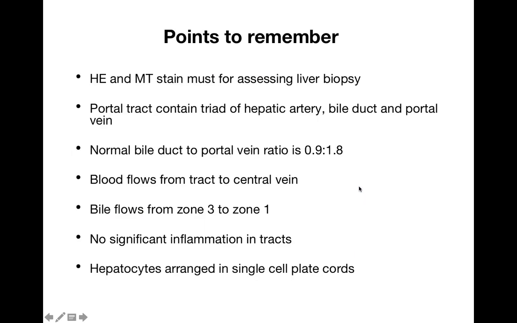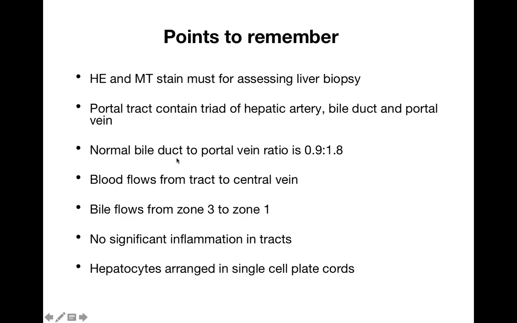So that was the normal liver biopsy. Coming to the end of this talk, these are the points to remember. Whenever we get a liver biopsy tissue sample in our lab, as we already discussed, we should be aware what kind of liver biopsy it is, whether it is percutaneous, transjugular, or a wedge biopsy. Then, when the biopsy is processed, we should get at least a minimum of HE and MT stains for assessing the liver biopsy. The normal portal tracts contain a triad of hepatic artery, bile duct, and portal vein.